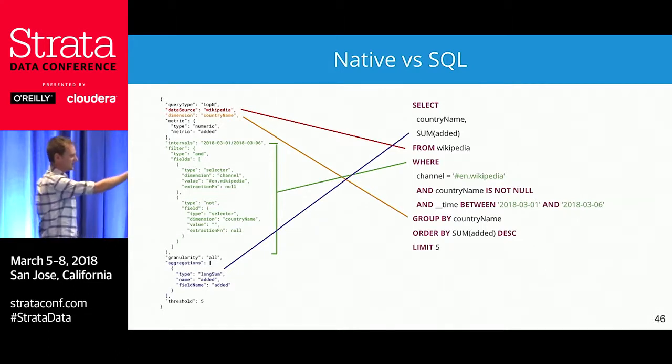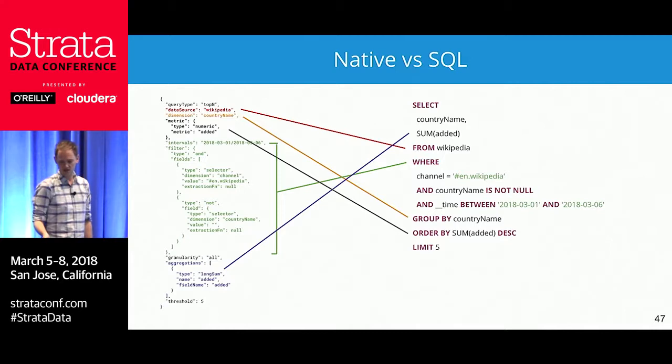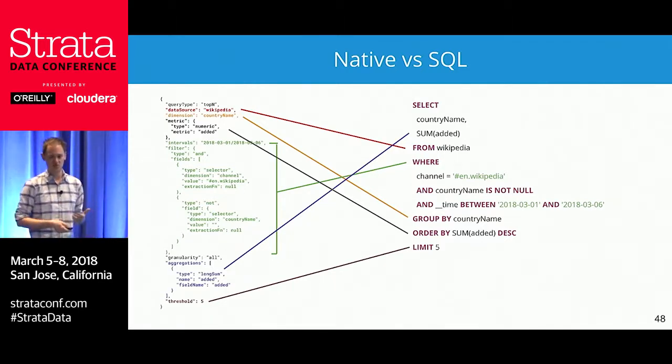The sum added becomes this little JSON block over here for aggregations. The order by becomes this metric section, and the limit becomes a threshold. So that's how the SQL query maps onto a Druid query.